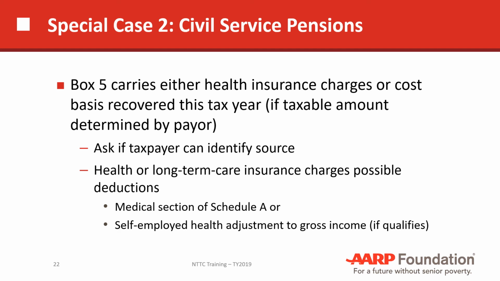Self-employed health insurance adjustment. So if it is health insurance, it will qualify as an itemized deduction on Schedule A, assuming that they have enough itemized deductions to beat the standard. Also, they can use it as a self-employed health insurance adjustment to gross income if they're doing a Schedule C.